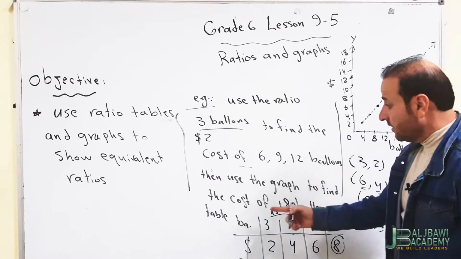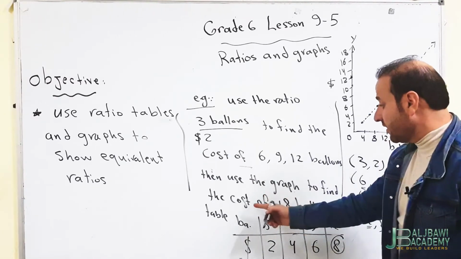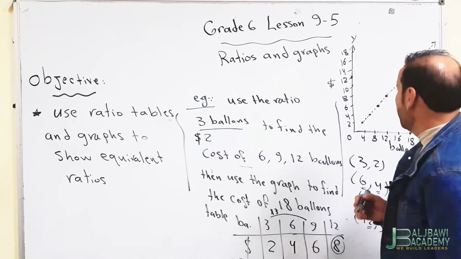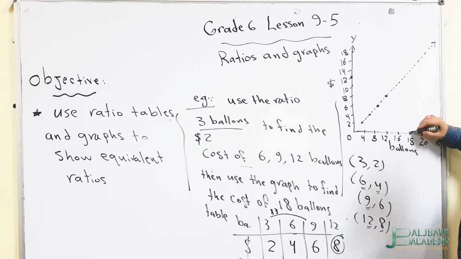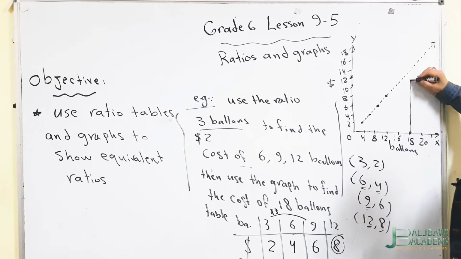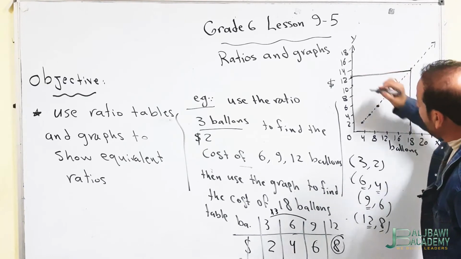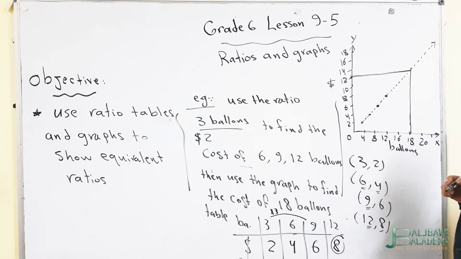Now it asks me to use the graph to find the cost of 18 balloons. So here at 18 balloons, I go up with a perpendicular line. I have to be careful here to intersect the line. Then from this line I draw a horizontal line to the y-axis. It intersects the y-axis at 12. So the cost of 18 balloons from the graph is $12.